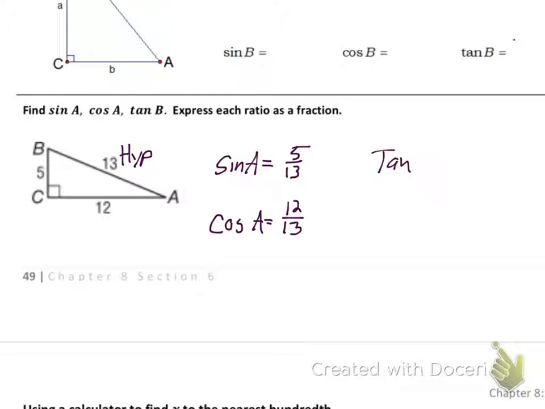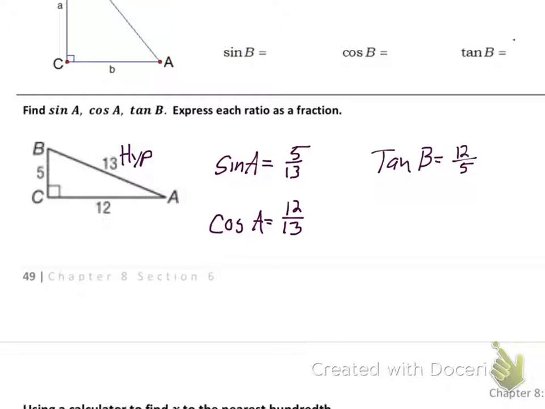What is the tangent of, make sure you're careful because it's of B, not of A. What's the tangent of B? The tangent of B is going to be opposite, which is 12, and adjacent, which is 5. Nailed it. All right, so that's sine and cosine.